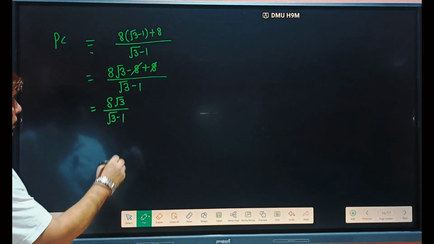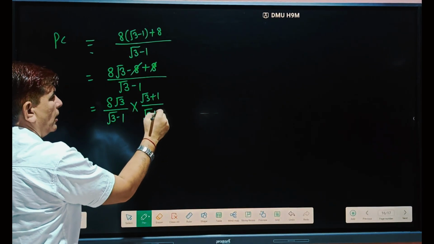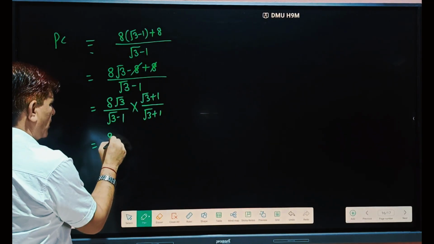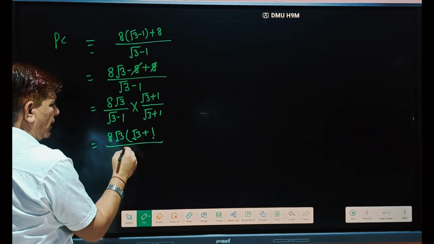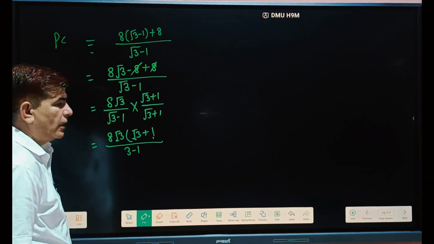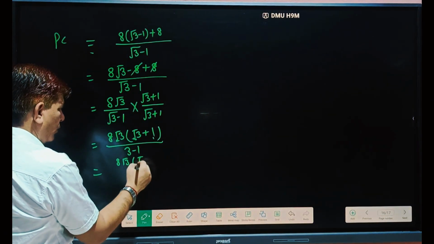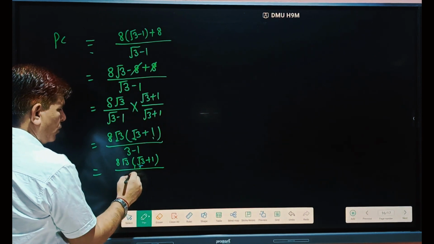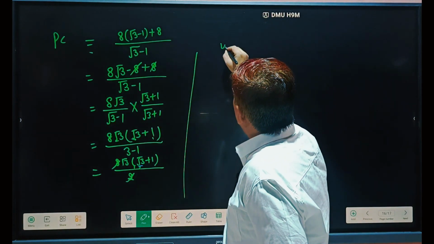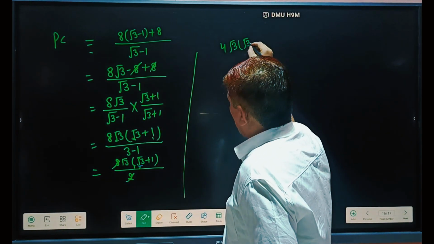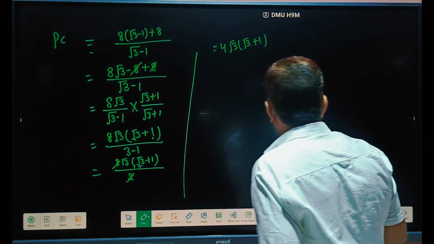Understood? We can calculate like this also. Multiply and divide by under root 3 plus 1. So it becomes 8 under root 3 into under root 3 plus 1, by a square minus b square, 3 minus 1, which is 2. So 8 under root 3 into under root 3 plus 1 by 2. Cancel, 4 coming. This is 4 under root 3 into under root 3 plus 1. This is the height of the multi-storied building, PC.